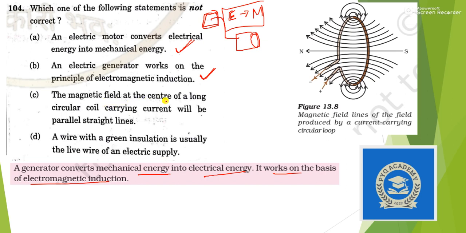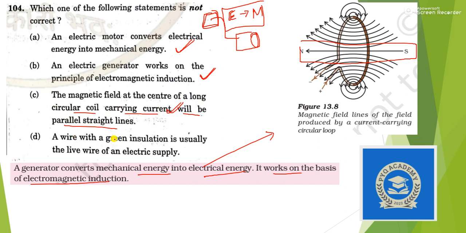Then the magnetic field at the center of a long circular coil carrying current will be parallel straight lines. So yes, this is an image taken from the same chapter, chapter 13. You can see here this is a circular loop and these are the magnetic field lines, and at the center of the circular loop there is almost a straight, or I can say parallel straight line. So this is also true.